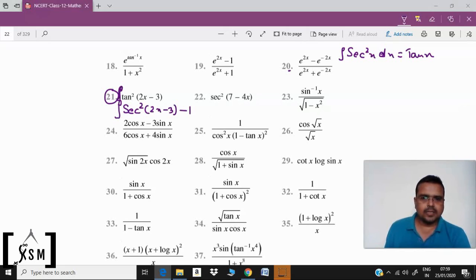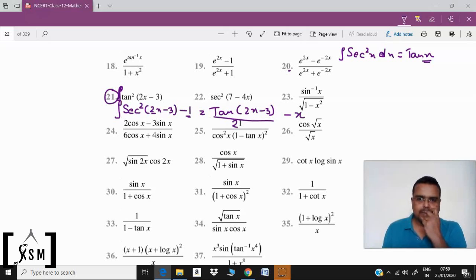So sec square integration would be what? Sec square integration would be tan. So it is tan of 2x minus 3 divided by the x coefficient, right? And then minus 1 integration is x. So my answer is tan(2x minus 3) over 2 minus x plus c, right? Okay, let's try question number 32.